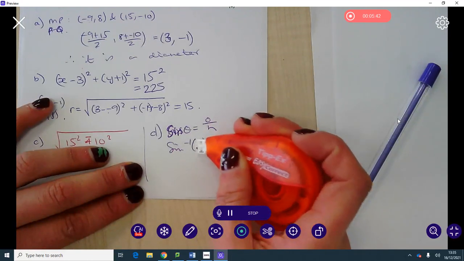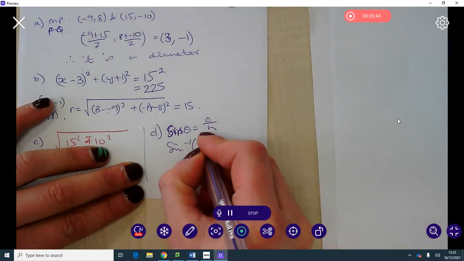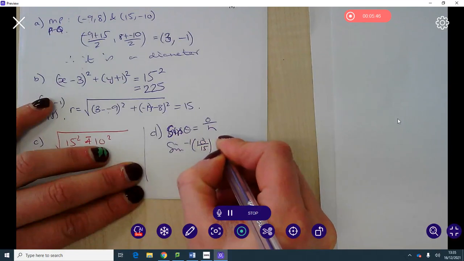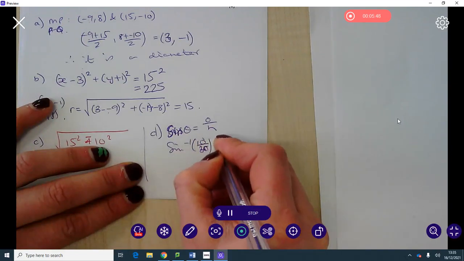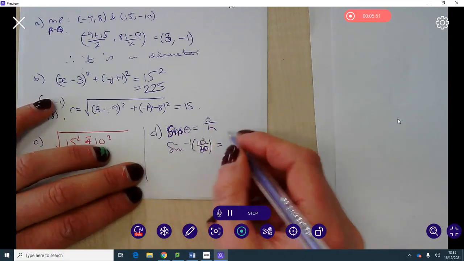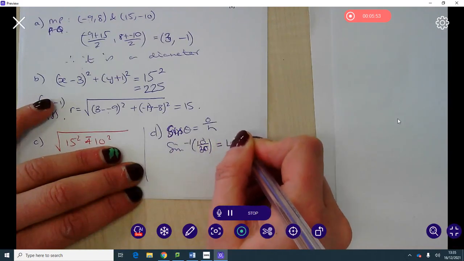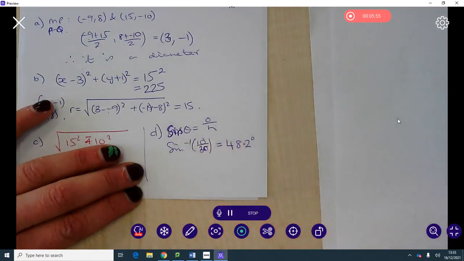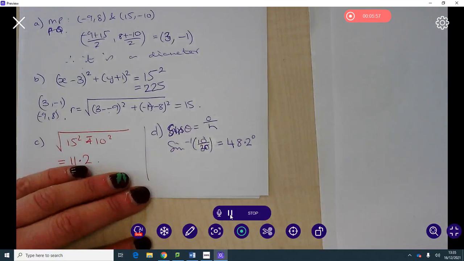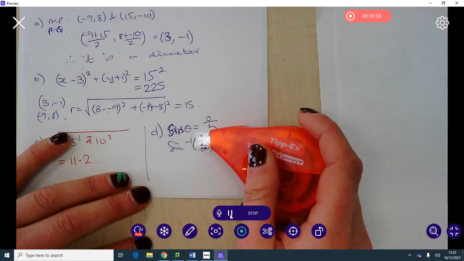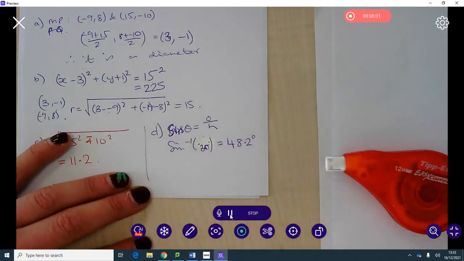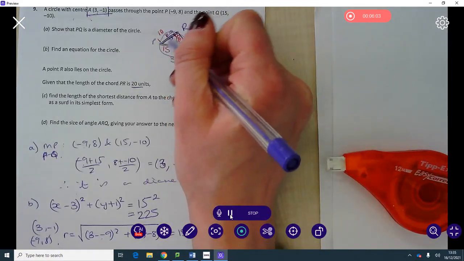Inverse sine of opposite divided by hypotenuse gives me the angle that we're looking for, which should be 48.2 degrees. It would be if I put the right values in. That should be a 20, shouldn't it? Because we need the whole of that side length there.